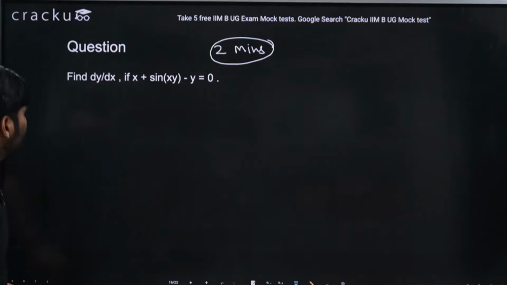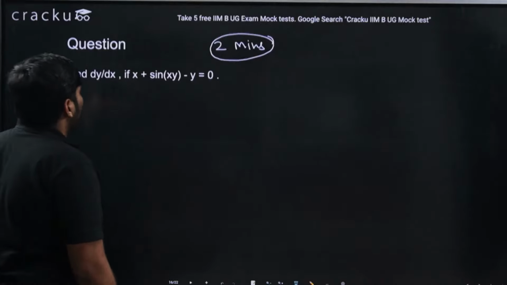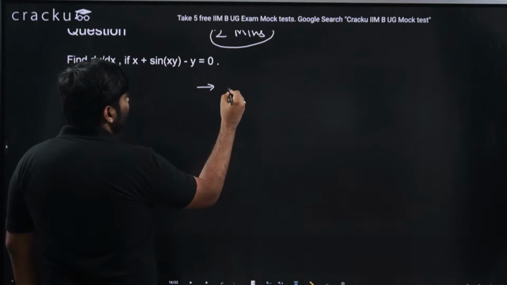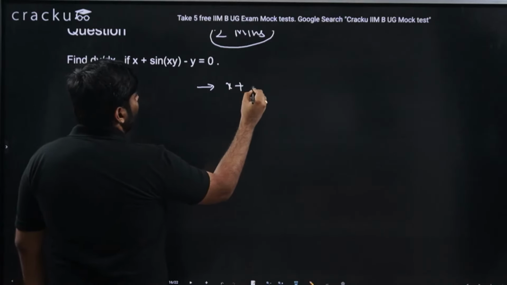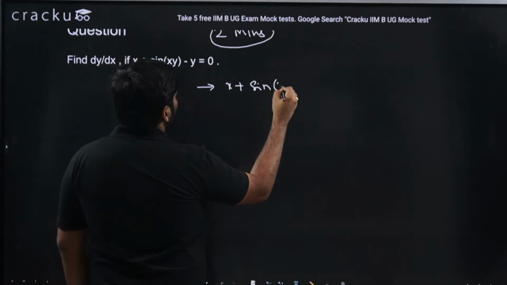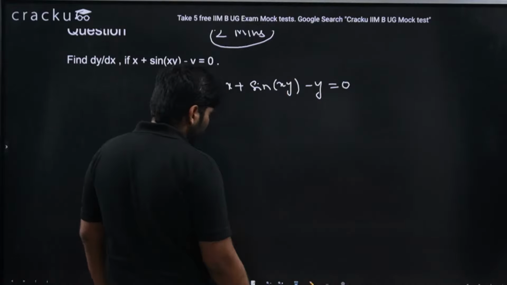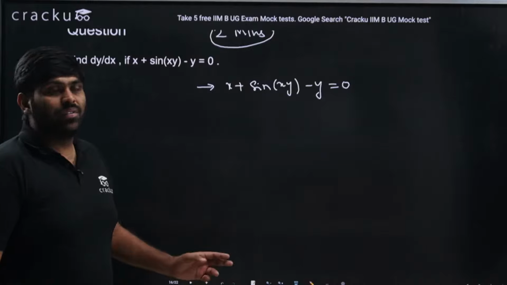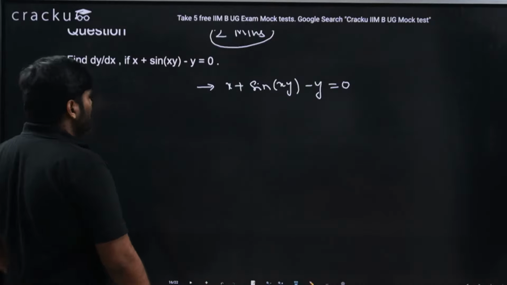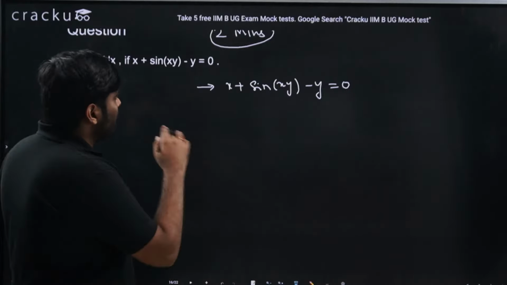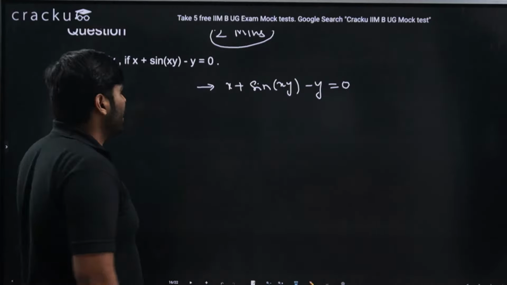All right. Let me deal with this question. We should find dy by dx if x plus sine of xy minus y is equal to 0. It is an example of an implicit function which we have seen previously just before this, in which you cannot write y solely in terms of x. Instead, the equation is given in combination of x and y.